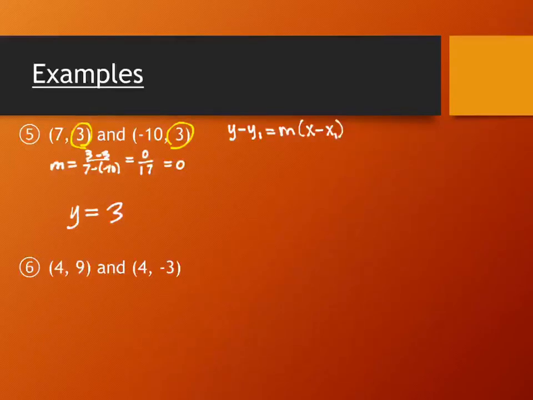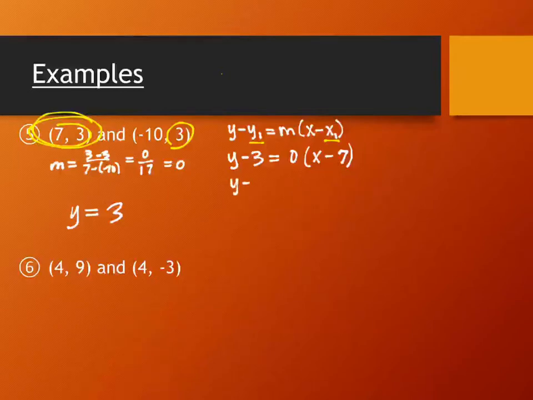So the x1 and the y1 are where we're going to use one of my ordered pairs. And again, it doesn't matter which ordered pair I use. So you get to pick one. I usually just start with the first one, but it doesn't matter. So I'm going to use the first one. The first y value is 3, right? My slope is 0. My first x value was 7.